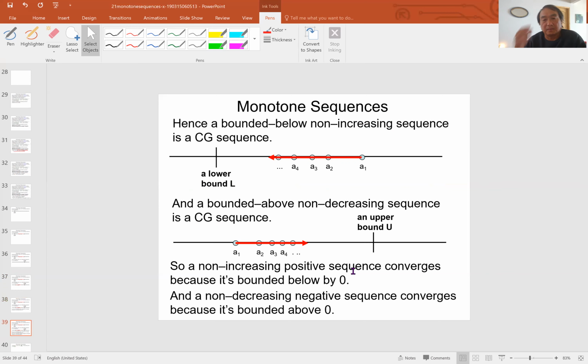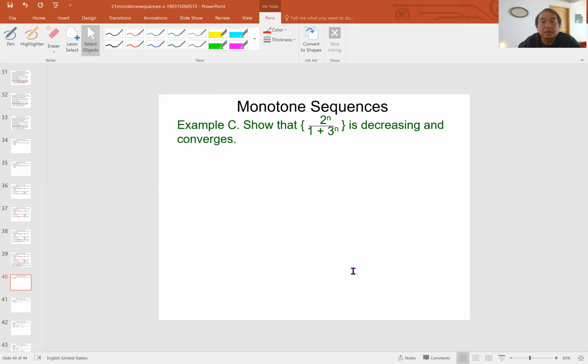So these are picture images, and you can read through the statements. And finally, here is another example of how to show something is decreasing and converges. What we're going to do is show this sequence is bounded above and below. This sequence is positive, so obviously it's bounded below.